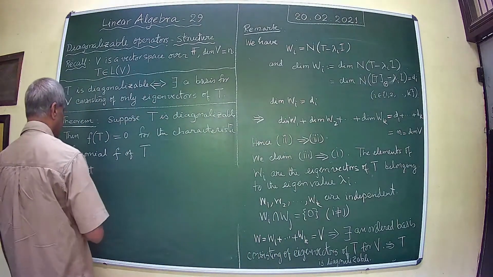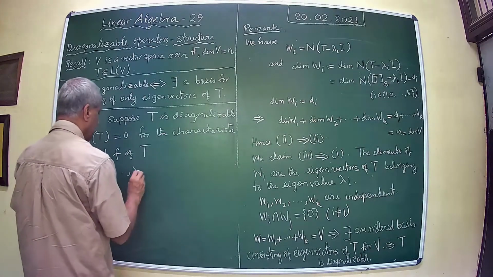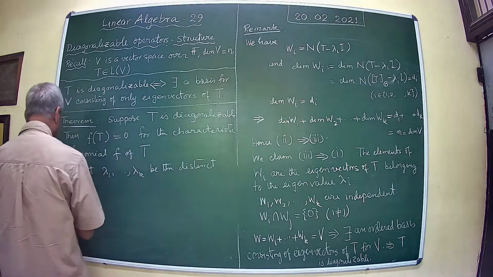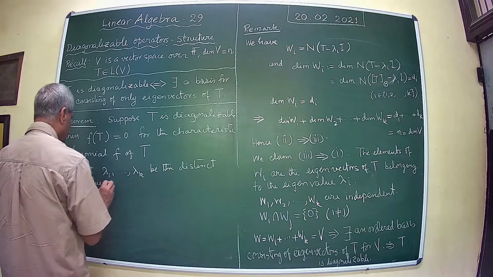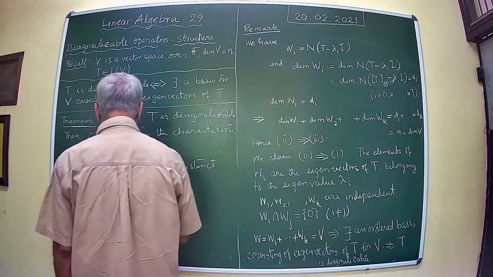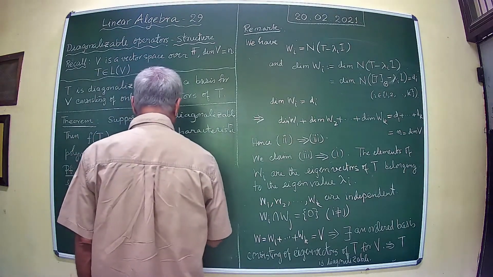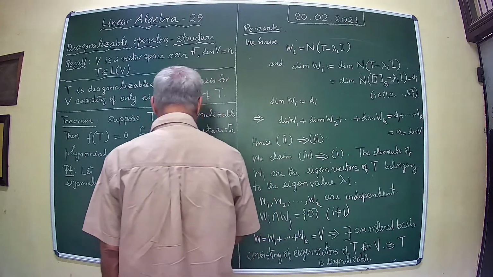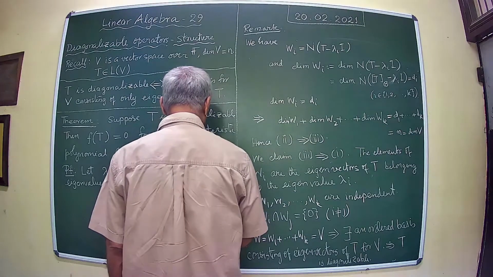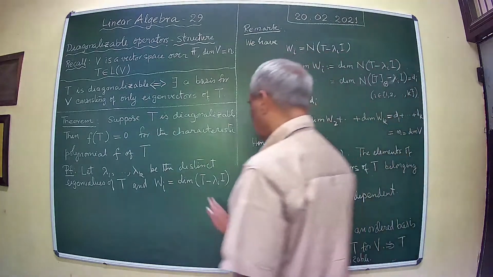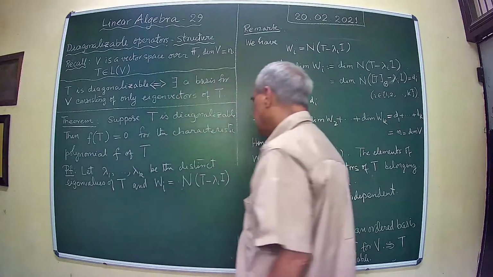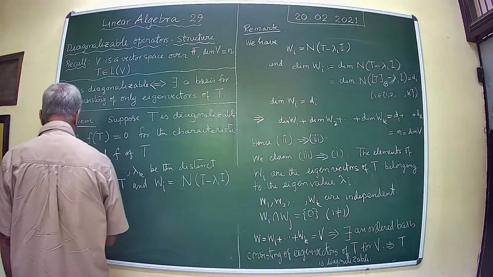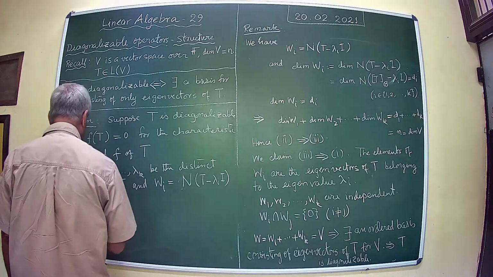Let lambda 1 to lambda k be distinct eigenvalues of T, and let Wi be equal to the null space of T minus lambda i I, and let di be the dimension of Wi, which is not equal to 0.